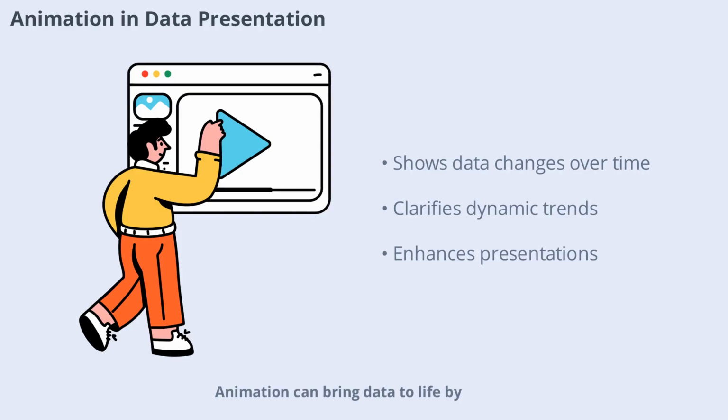Animation can bring data to life by showing changes over time or illustrating complex processes. Animated charts and transitions help viewers follow the story and understand dynamic trends. Animation is especially effective in presentations and videos, where movement can draw attention and clarify how data evolves. Use animation sparingly to enhance, not distract from, your message.